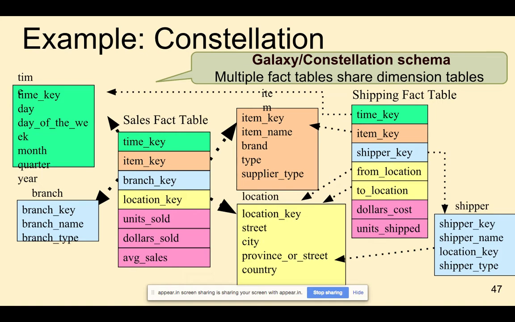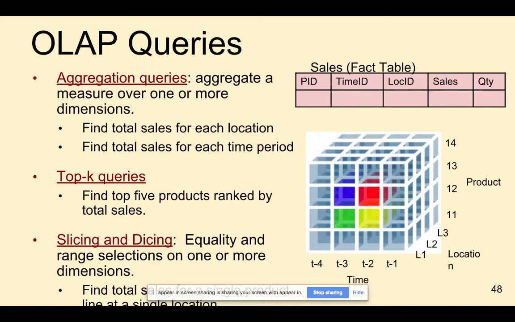There's a class of queries that, at least in the database community, we call OLAP queries, which is short for online analytical processing. We've seen some of these. We have aggregation queries, like the group bys that we saw, when you aggregate a measure over one or more dimensions. There's a notion of your fact table and your dimension hierarchies forming a cube or hypercube. You might be interested in finding the total sales for each location, or the total sales for each period in time.